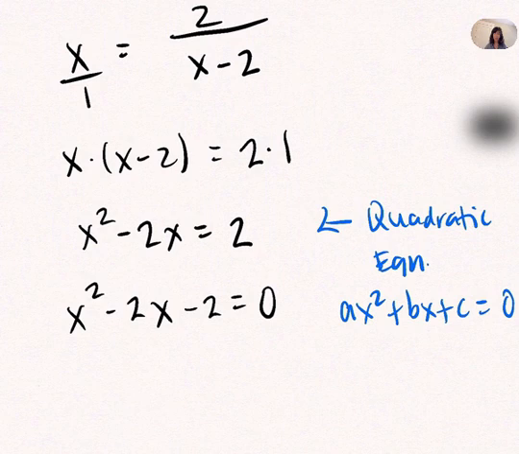From here, we have two techniques. We can either factor this or use the quadratic formula. Now, if you try to factor this, you're going to get stuck. It doesn't factor. So we're going to use the quadratic formula.